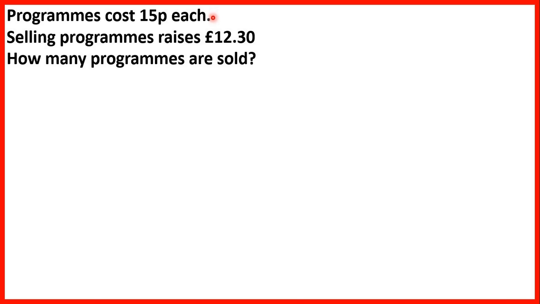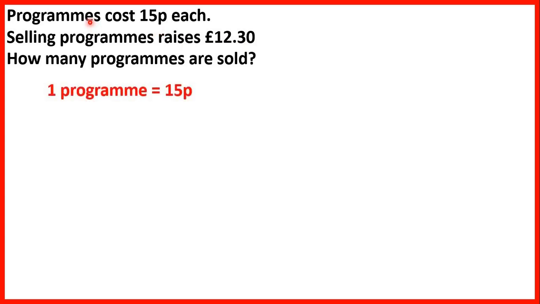Programs cost 15 pence each. Selling programs raises £12.30. How many programs are sold? Well, one way to find our answer is to divide £12.30 by 15. But we might not be confident with long division, and the way I prefer is just to count up in steps of 15 pence until we get to £12.30.